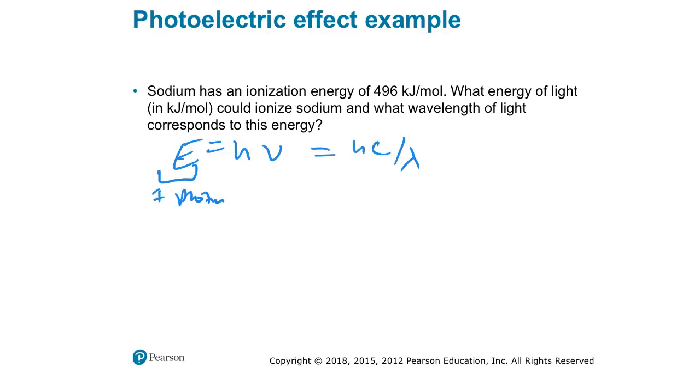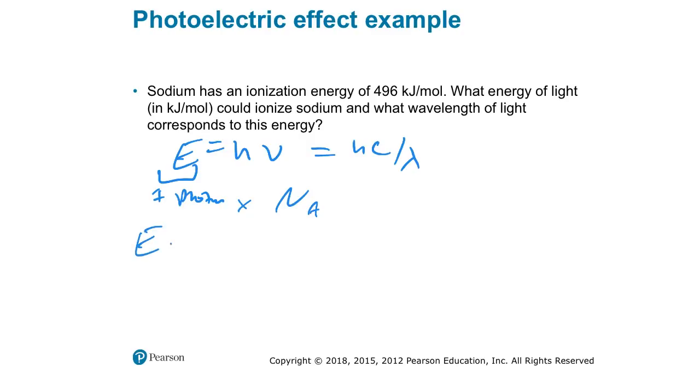If you were to multiply this by Avogadro's number, that would give you the energy of the photons in units per mole. So if sodium has an ionization energy of 496 kJ per mole, then you would want to use a light source that carried 496 kJ per mole or greater.